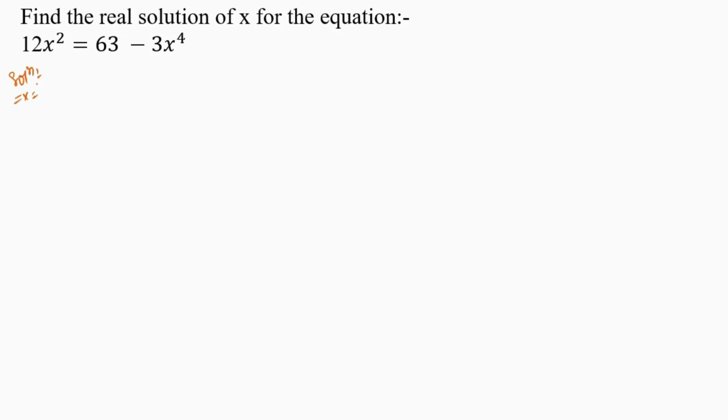Today we are going to solve this very interesting algebra problem in which we have to find the value of x for the equation 12x squared equals 63 minus 3 times x raised to the power 4. Now let m equal x squared to make our equation simpler. So we get 12m equals 63 minus 3 times m squared.